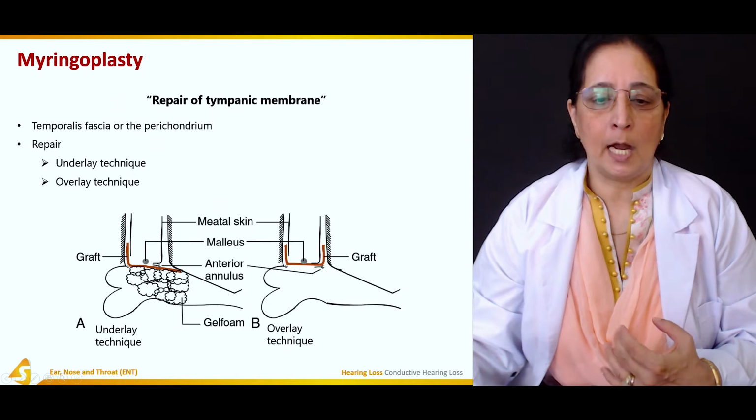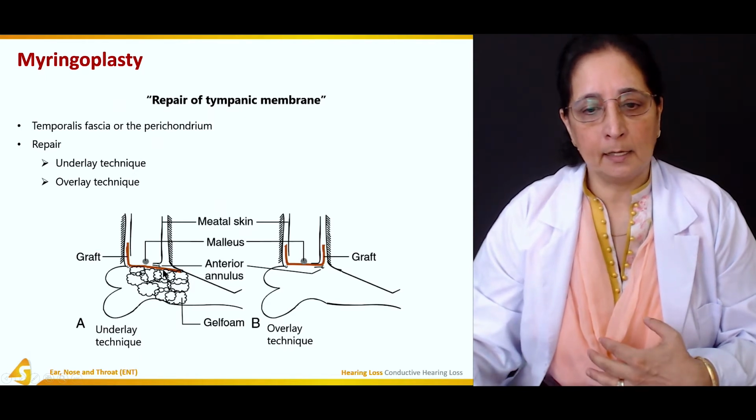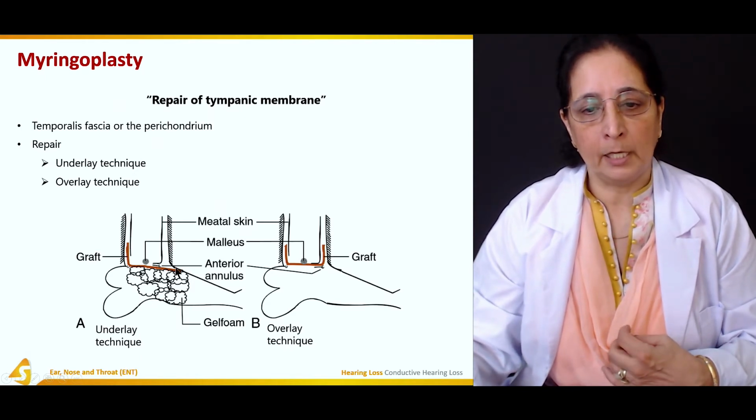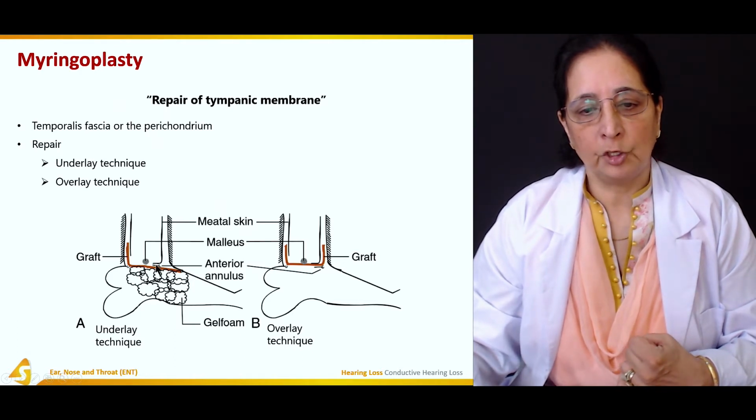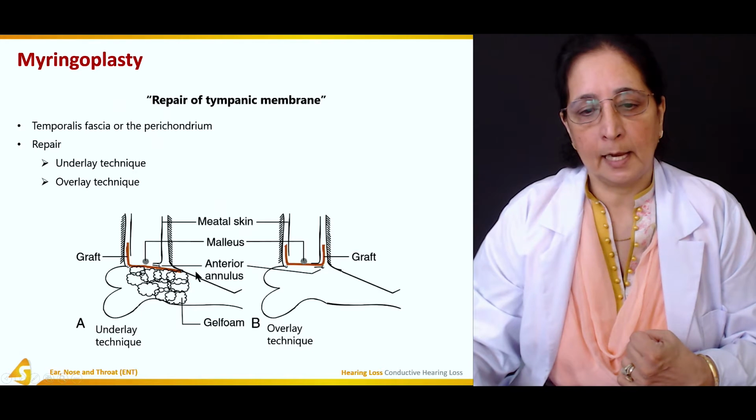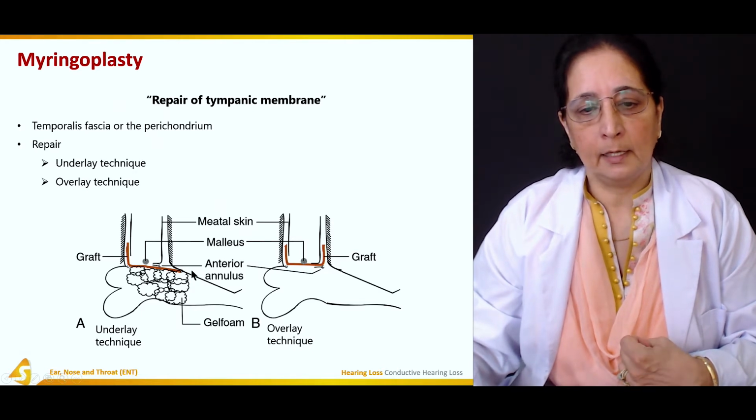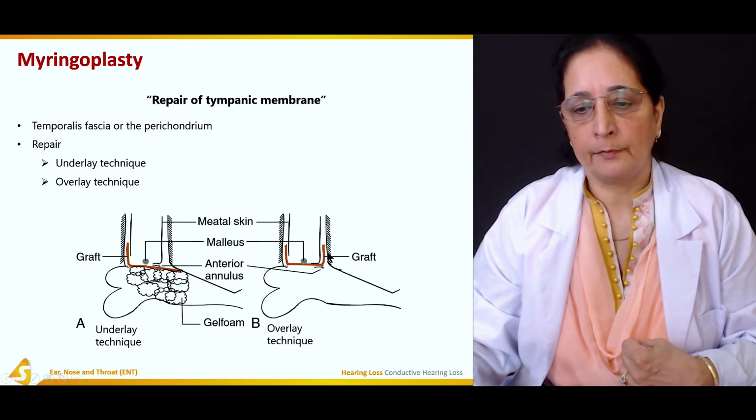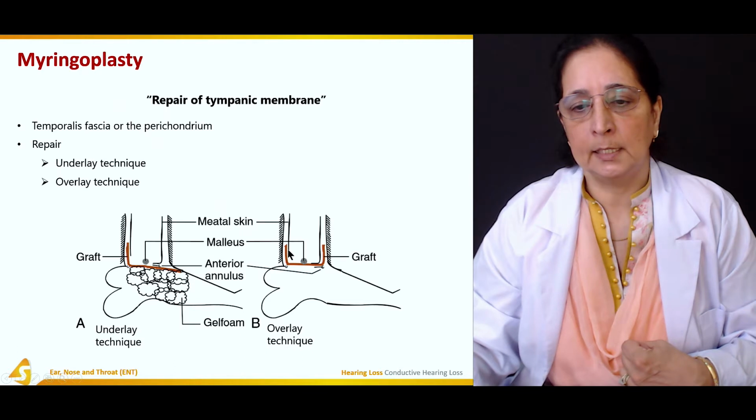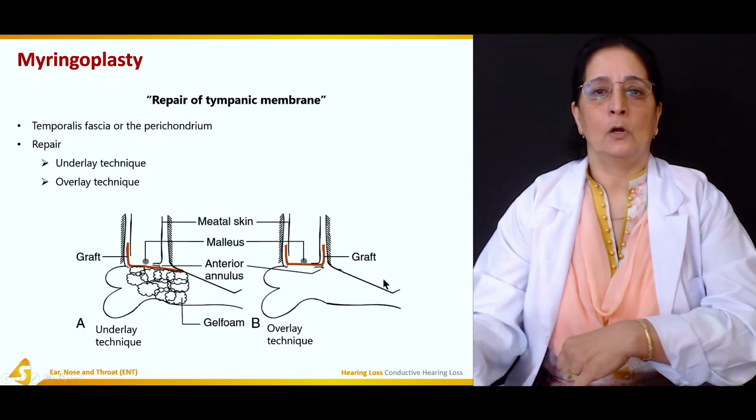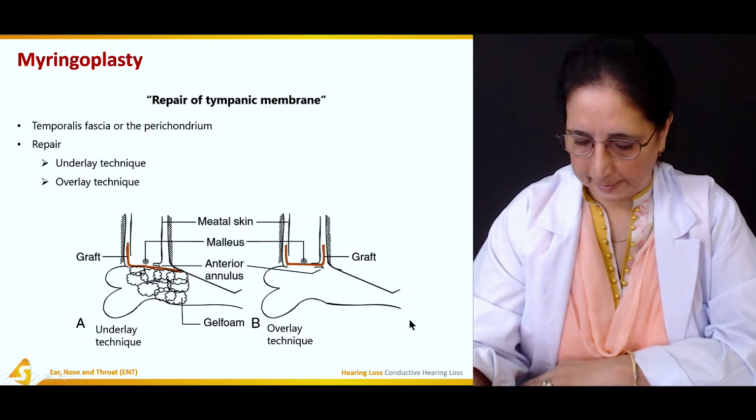As the name shows, underlay is under the anterior annulus. As you can see in this picture, this is the anterior annulus, and the graft is below the anterior annulus. And in this, the graft is above the anterior annulus, and it's called the overlay technique.